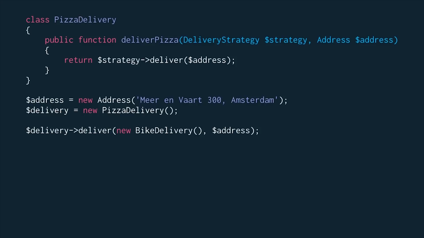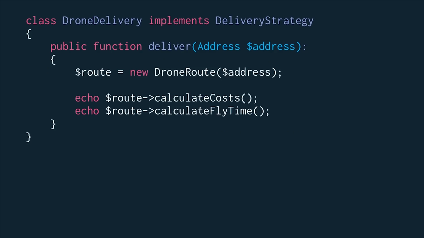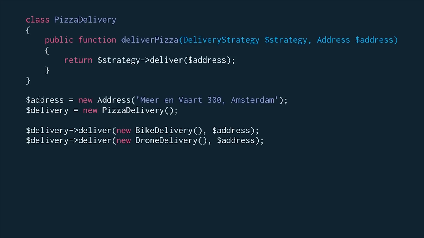Because the delivery strategy interface is in the pizza delivery class, we can actually add new strategies and we can replace them. So for example, the drone strategy, it's doing the same thing. It's implementing the same interface, it's doing its drone route, calculating the cost, and so on. So now we have two methods. And this looks like the builder pattern, but they're completely interchangeable right now. We can call deliver and pass in the drone delivery. Doesn't really matter which one we do as long as the pizza is delivered.